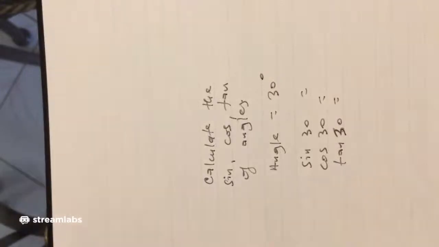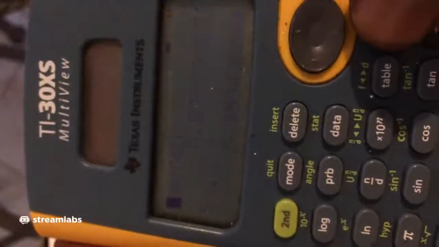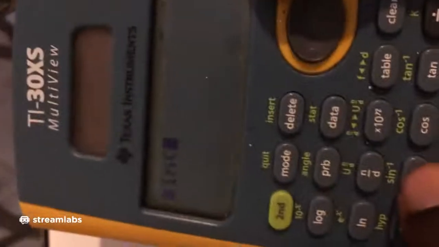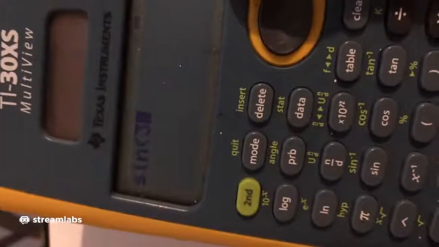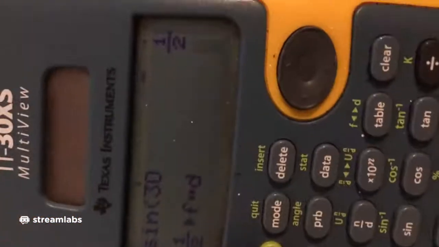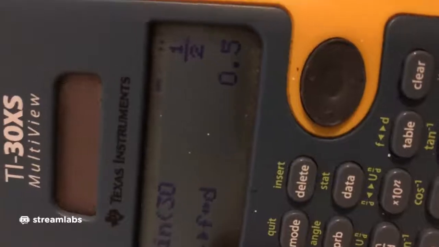Alright, let me show you how to calculate it. It's actually quite easy. You turn on your calculator, press the sine button, input 30, and press the equal button, and you get a half.